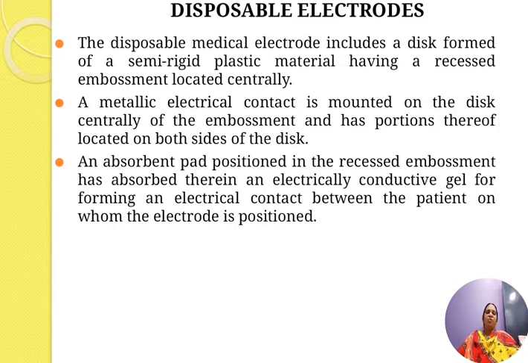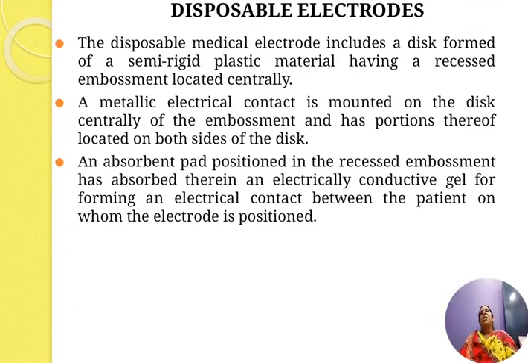Then the next one is your disposable electrode. A disposable metal electrode includes a disc formed of semi-rigid plastic material having a recessed embossment located centrally. A metallic electric contact is mounted on the disc centrally of the embossment and has portions located on both sides of the disc. An absorbent pad positioned in the recessed embossment has absorbed therein an electrically conductive gel, forming an electrical contact with the patient on whom the electrode is placed.